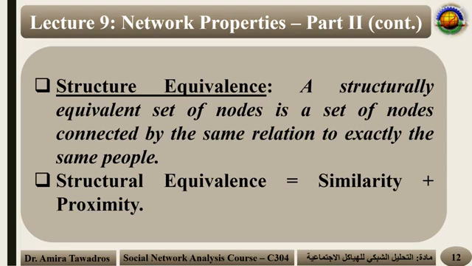So we can now define the term structural equivalence. A structurally equivalent set of nodes is a set of nodes connected by the same relation to exactly the same people. In other words, these nodes have identical ego networks. So, if two nodes are structurally equivalent, it means that they are similar in the pattern of connection, which we call similarity, and they are also connected to the same nodes, which we call proximity. So, structurally equivalent nodes have the same network properties, like centrality measures.